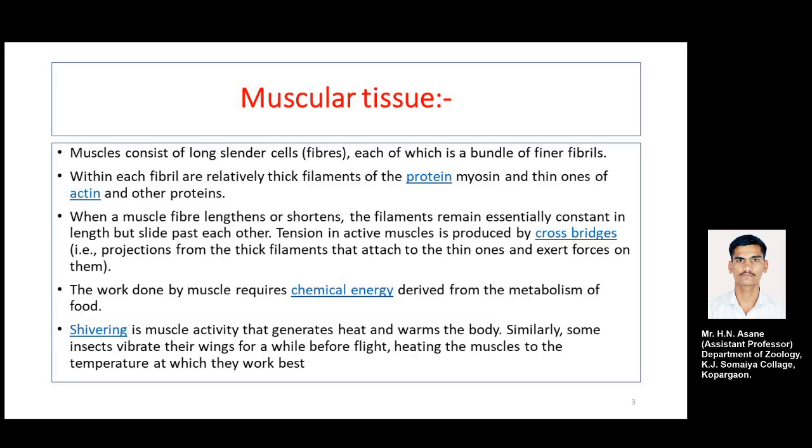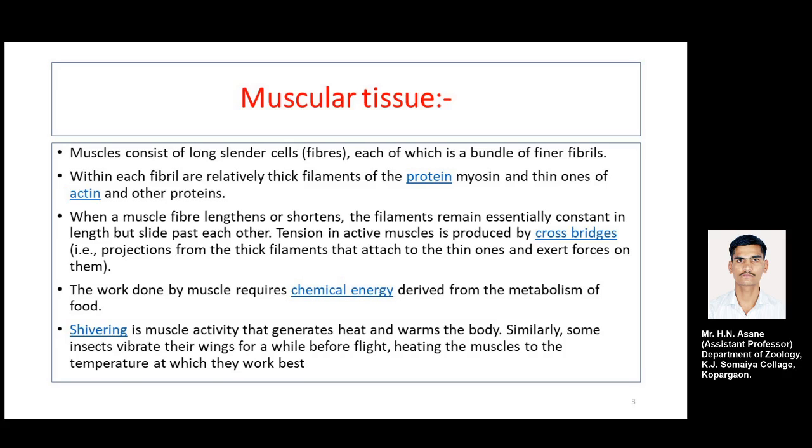And when a muscle fiber lengthens or shortens, that means it relaxes or contracts, the filaments remain constant in length but slide past each other. They may pass each other in contraction, or they may get stretched in the relaxation state. And this tension in active muscle is produced by cross bridges of a particular type of protein known as myosin.